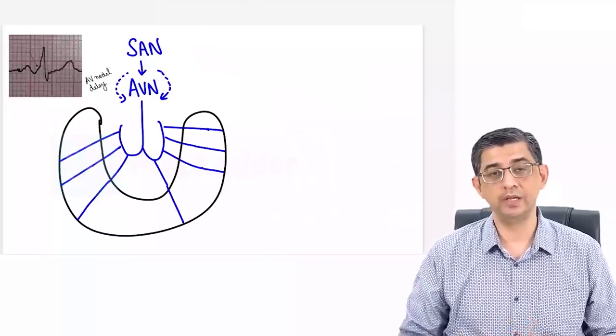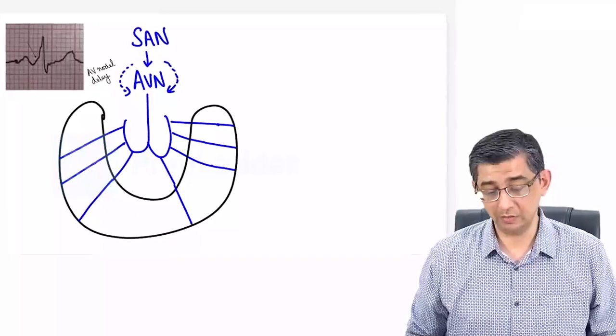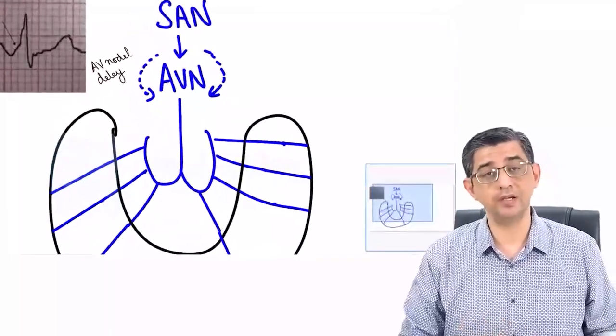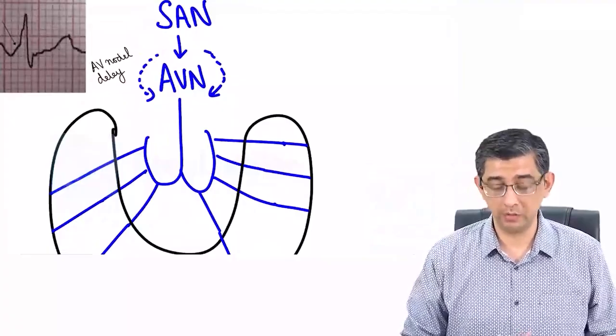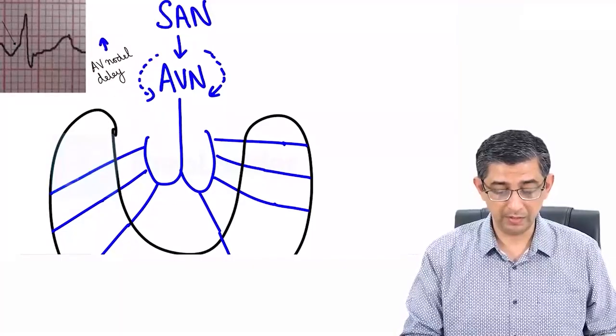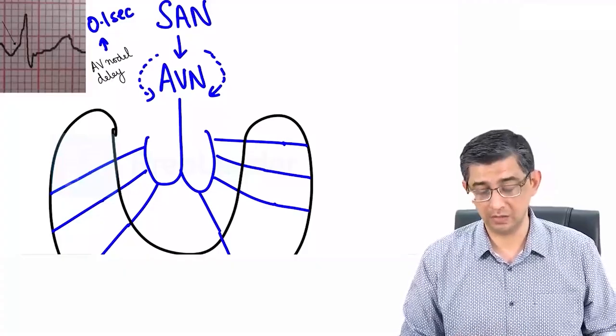Let us understand why. You see, the current always goes from the SA node to the AV node, goes across the two sides of the AV node, but the AV node exhibits a very slow conduction. That is why in physiology you will always read the word AV nodal delay. In fact, I would like to highlight that about 0.1 second is wasted when trying to navigate across the two sides of the AV node.